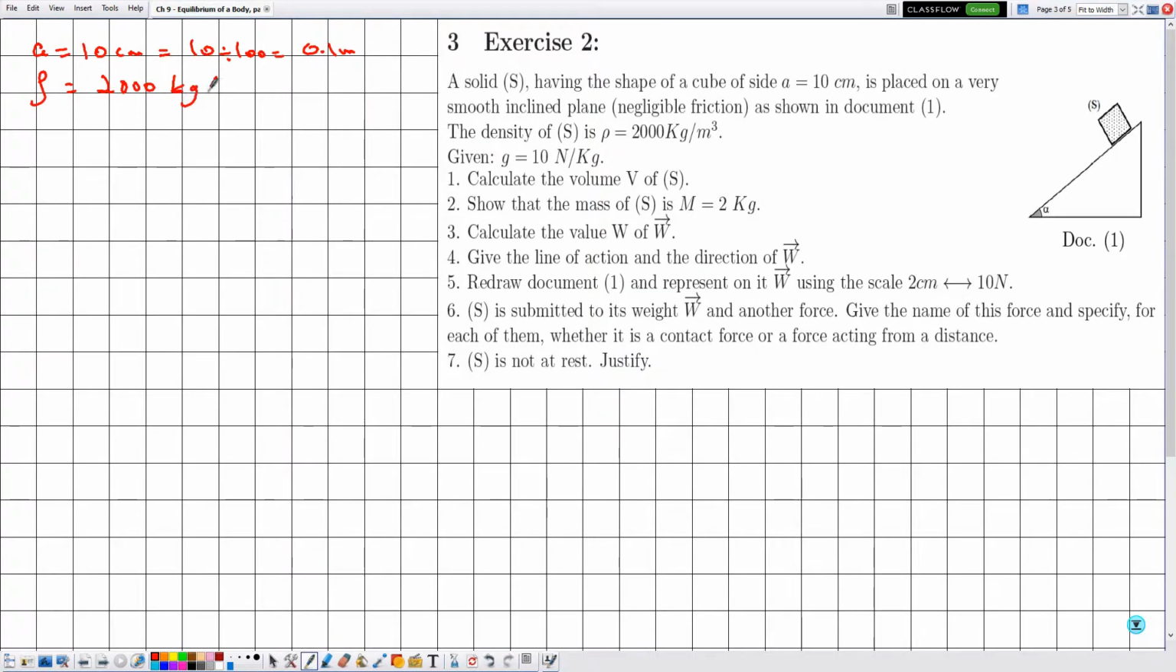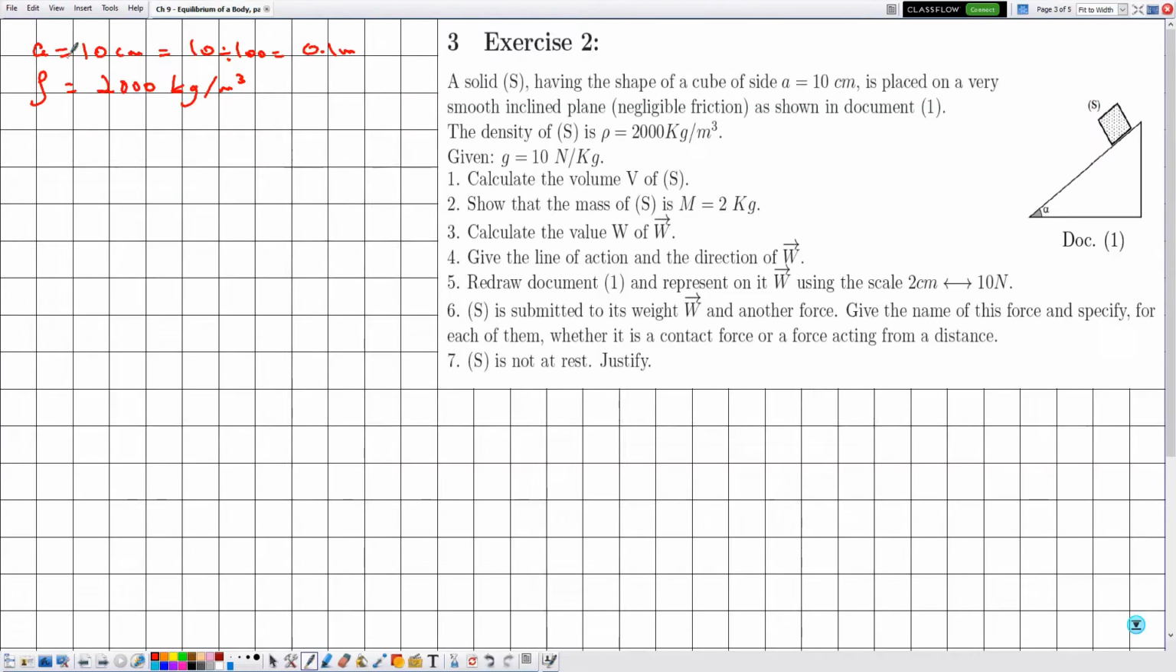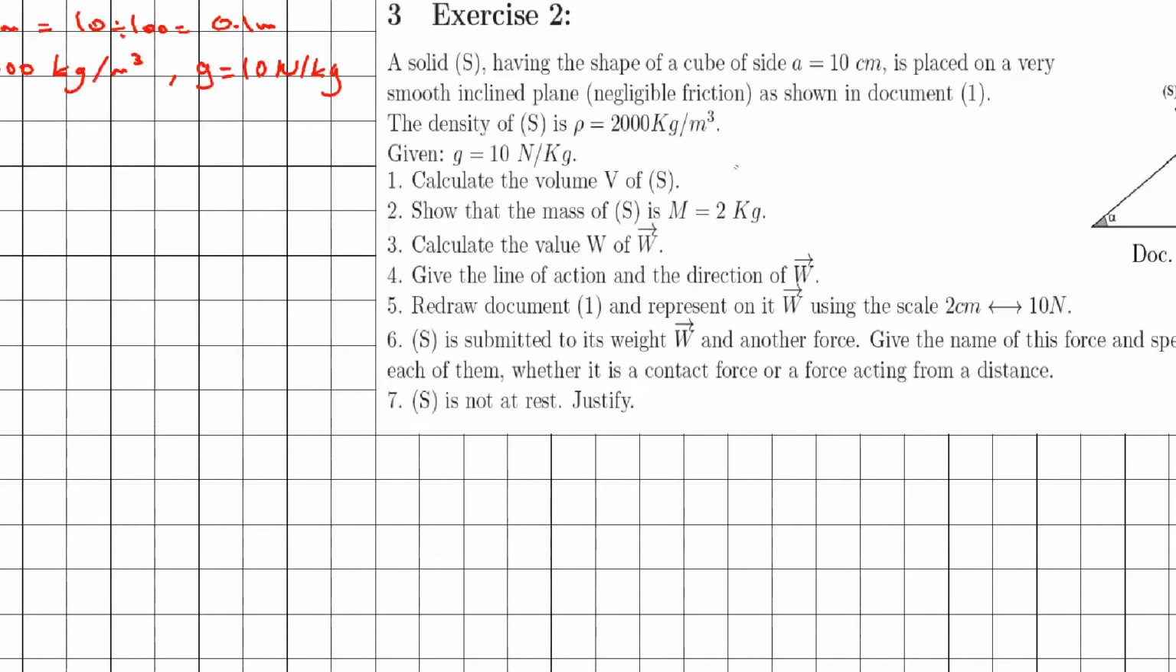So the moment we have the density and we have the volume, we can calculate the mass. Take g is equal to 10 newtons per kilogram, which means that we are performing this experiment on the surface of Earth. Number 1, they are asking us to calculate the volume V of S.